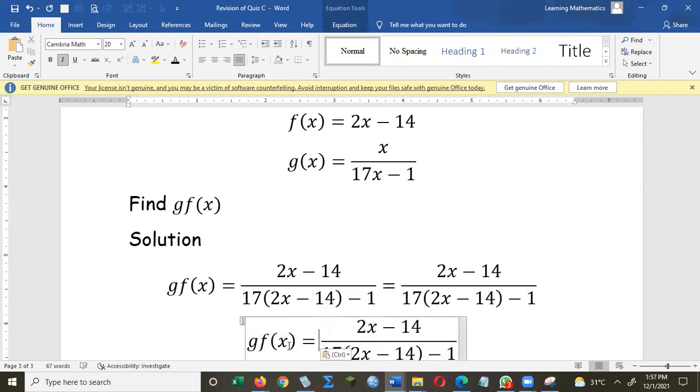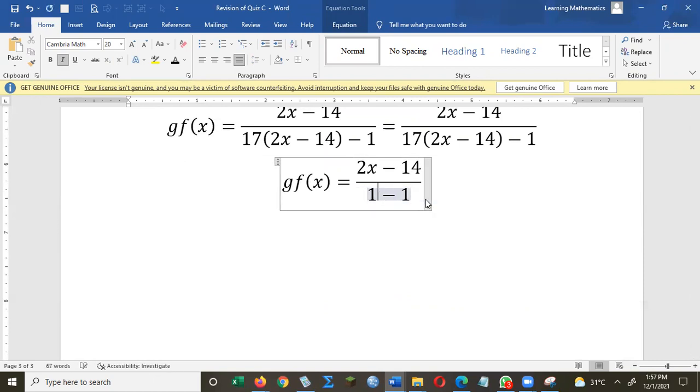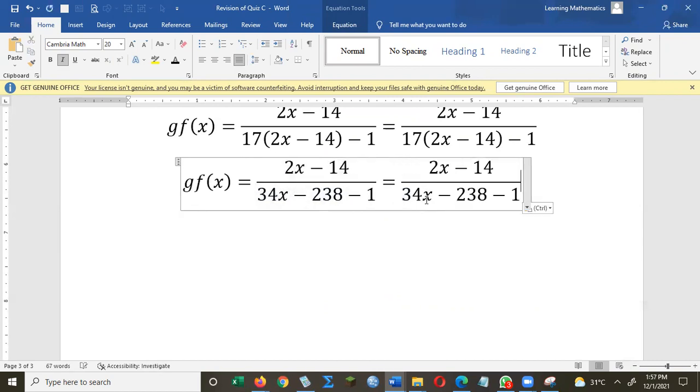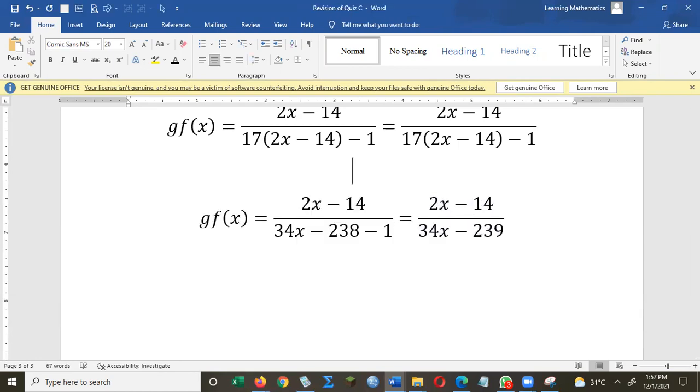g of f of x is equal to, right, so that is equal to 34x minus 238. So here it is, okay? So that's basically what you do for number 2.